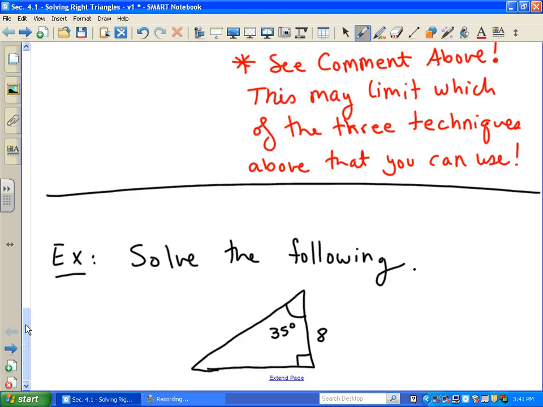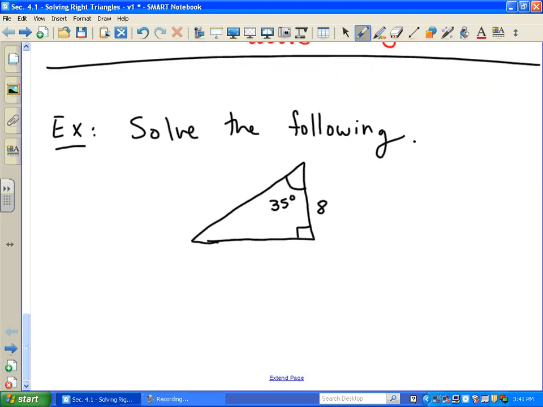All right, from here, what I'd like to do is look at an example, actually a couple of examples. This one says solve the following. I have that one of my angles is 35 degrees. I have that one of my sides is 8.